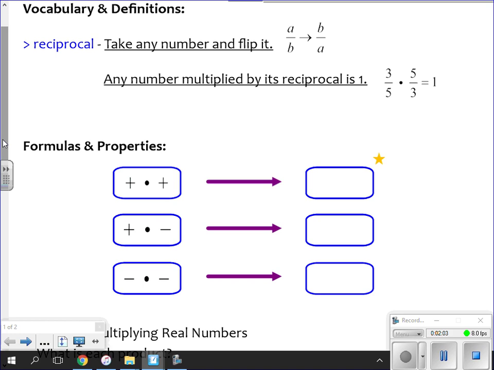Okay. Formulas and properties. This is the important thing when you're multiplying and dividing real numbers. The rules are slightly different than they are for addition and subtraction. Multiplying and dividing is actually easier. If I multiply two positive numbers, my answer is positive. If I multiply a positive and a negative, my answer is negative. If I multiply two negatives, my answer is positive. If the signs are the same, your answer is positive. If the signs are different, your answer is negative.